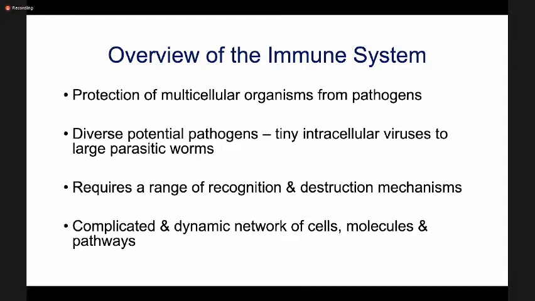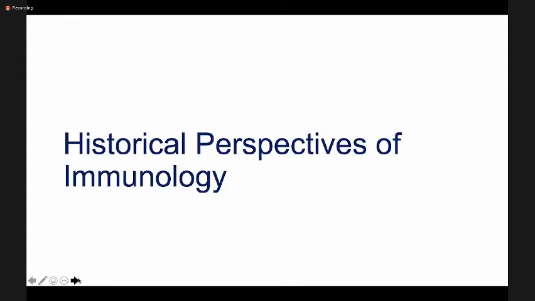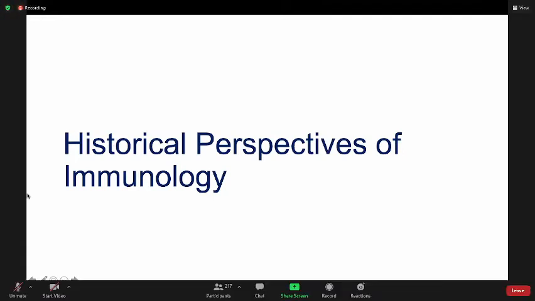So the immune system consists of a dynamic network of cells, molecules, like soluble molecules, and molecules expressed on the surfaces of these cells, and pathways that interact with each other so that you can have that immune defense.